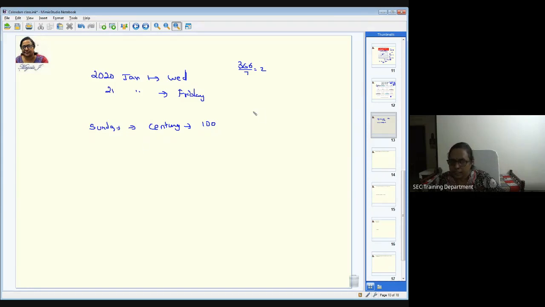And for the leap year, what is the condition? Any year, if it is divisible by 4, we call that a leap year, correct? Any year which is not divisible by 4 is called a non-leap year. For example, 2020 is divisible by 4, so that is a leap year. Okay, but for century years this is a little different. I'll just explain that.